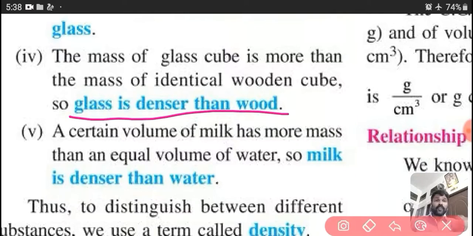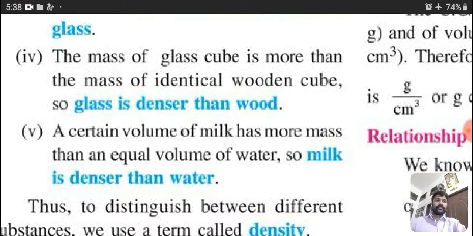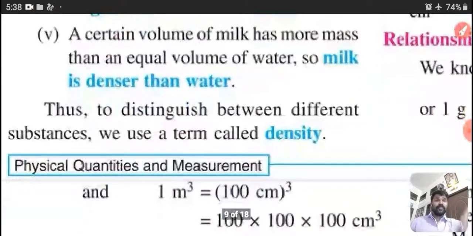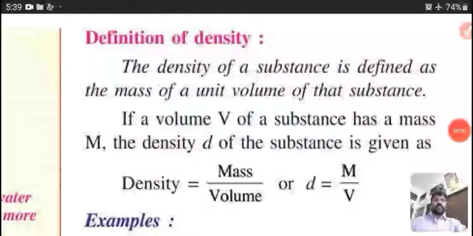A certain volume of milk has more mass than an equal volume of water. So we can say that milk is denser than water. Thus, to distinguish between different substances, we use a term called density. Now we will discuss the definition of density.